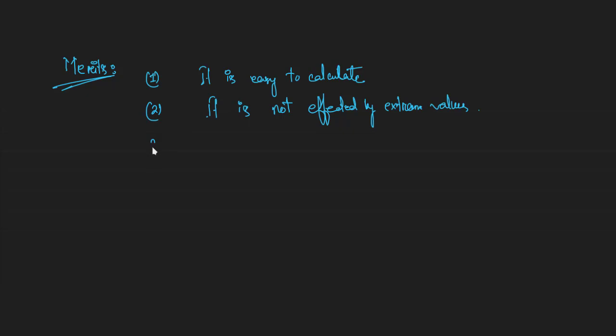Number 3, merit of median is it can be located graphically. When I was talking about the ogive last time, I defined that the ogive can be used to find out the median, right? So for that reason, you can find the median using a graph also. So it can be located graphically.